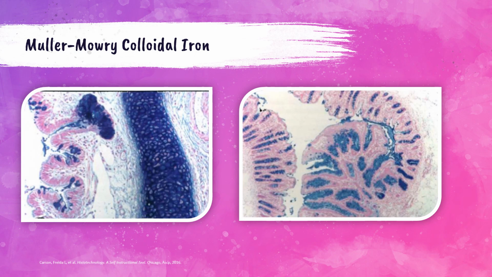The photo on the left-hand side of the slide is a lung tissue section that is stained with the Muller-Maury colloidal iron stain. The cartilage, goblet cells, and mucin-secreting gland are strongly stained here. The photo on the right-hand side is the same colon tissue with small polyp that we've seen throughout this lecture, this time stained with the Muller-Maury colloidal iron stain.